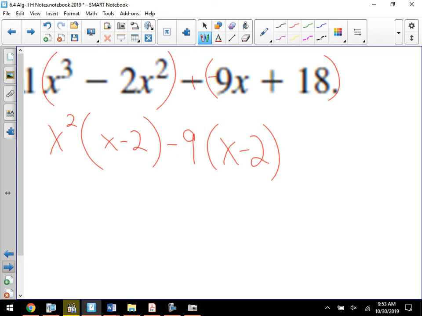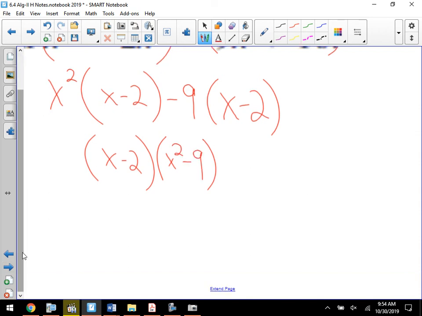Once again, are those two things in parentheses the same? Yes. So we write it down. X minus 2. And what's left? X squared minus 9. Oops. X squared minus 9. Can I factor anything any further? Yes. Where? Yeah, the x squared and minus 9. That's the difference of squares, isn't it? Yep. So your final fully factored form: x minus 2, x plus 3, x minus 3. Does it matter the order in which you put those three things? Nope. Doesn't matter at all.